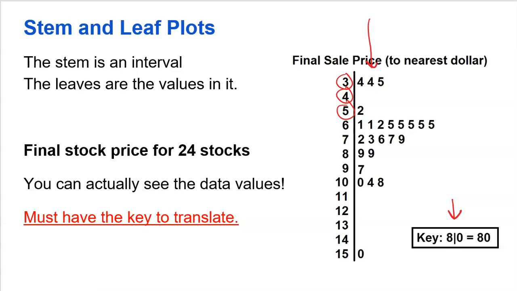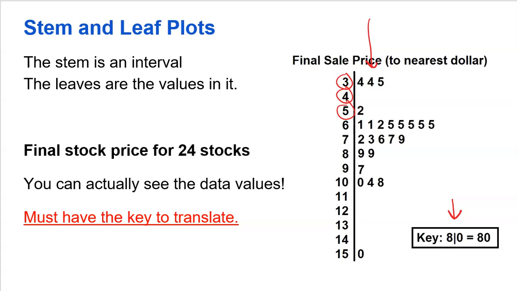So, for example, the key tells me that 8|0 is an 80. So these values are 34, another 34, and a 35. Stem and leaf plots are kind of cool because you can actually see the data values in the table. It's very much like a dot plot, but instead of putting a dot where the value fell, we actually put the number. So 34, 34, 35, 52. Keep in mind they do have to go in order.